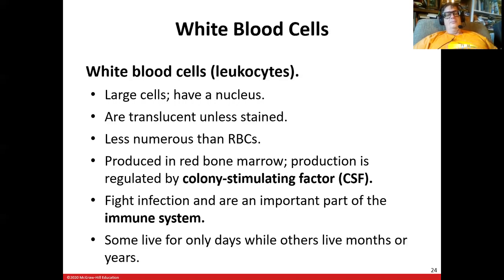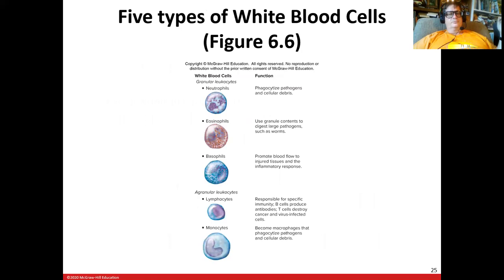White blood cells fight infections, and they're an important part of the immune system. Some only live a little while, a couple days maybe. Some of them can live months, maybe years. Moving on. All right, so here are the types.